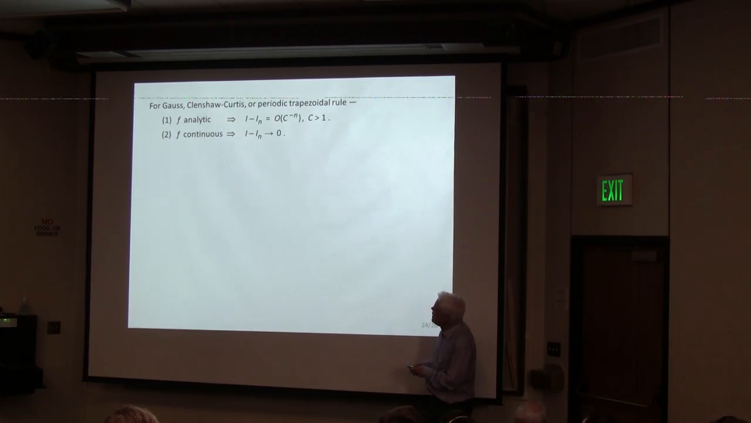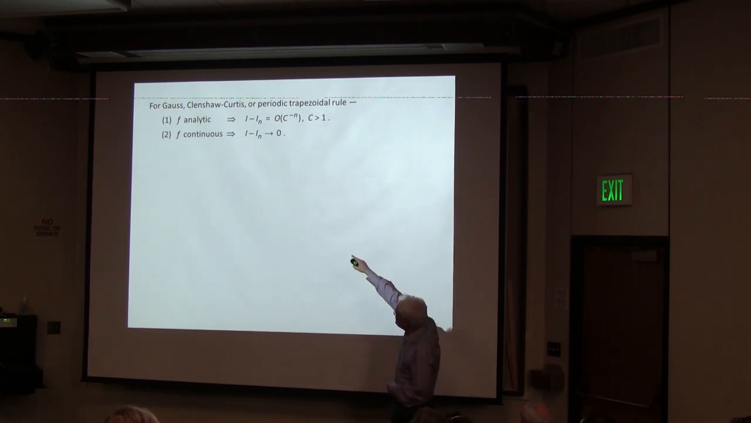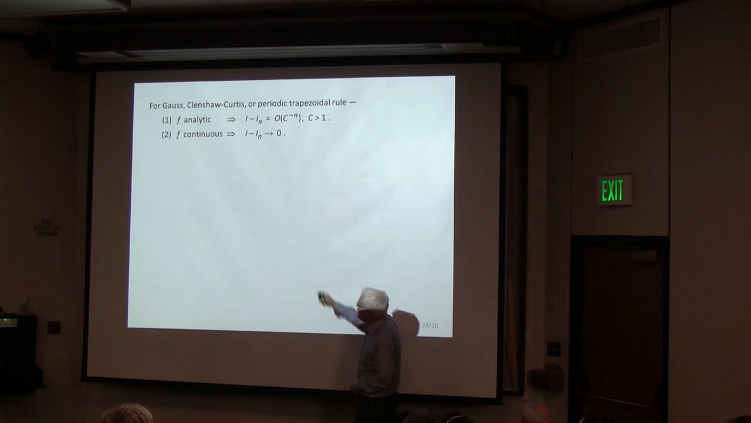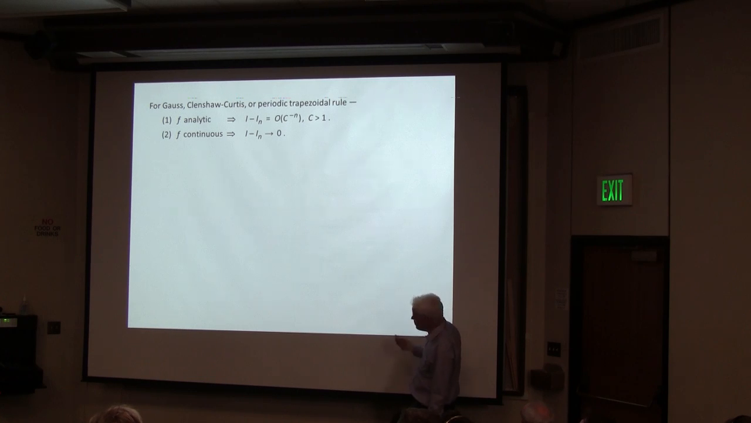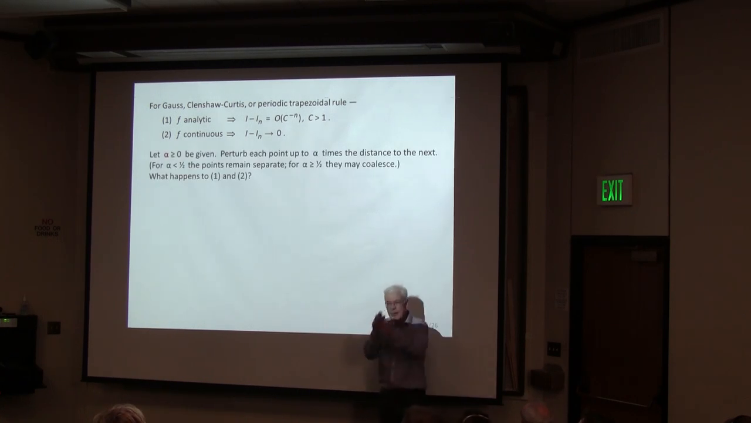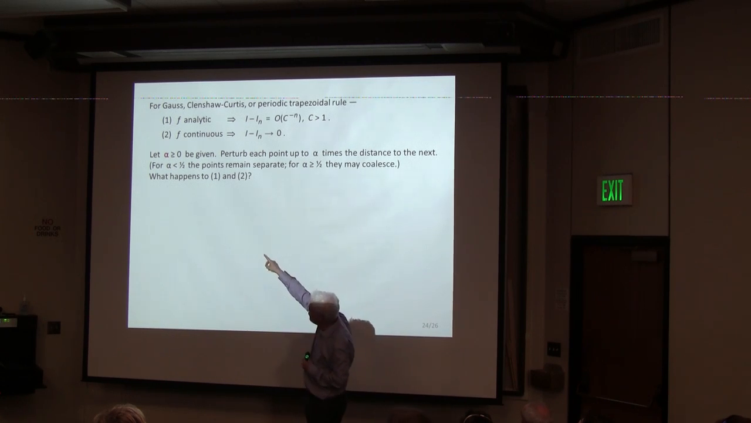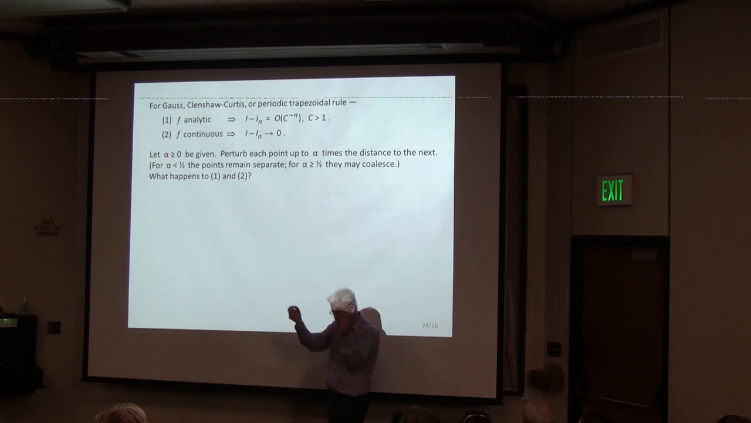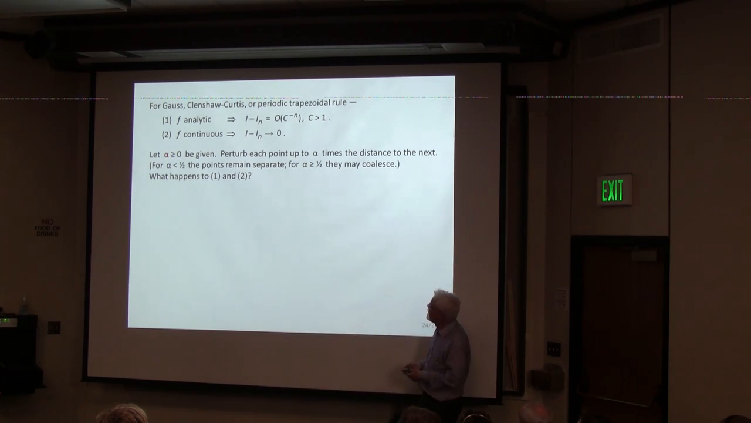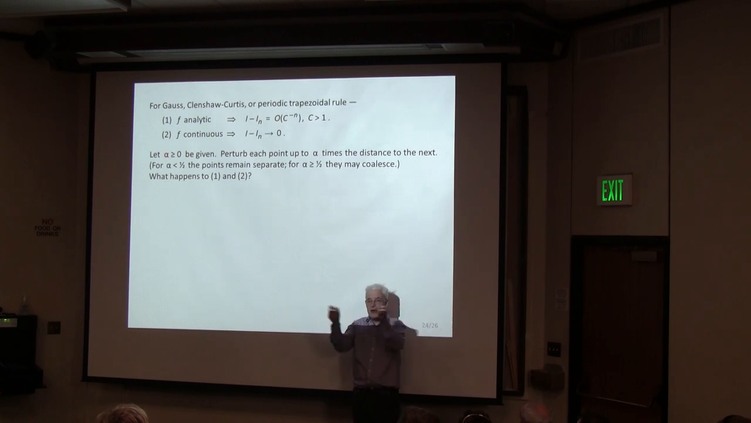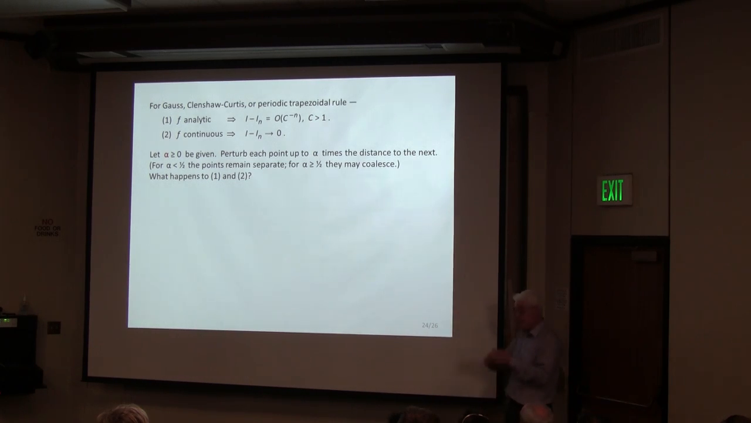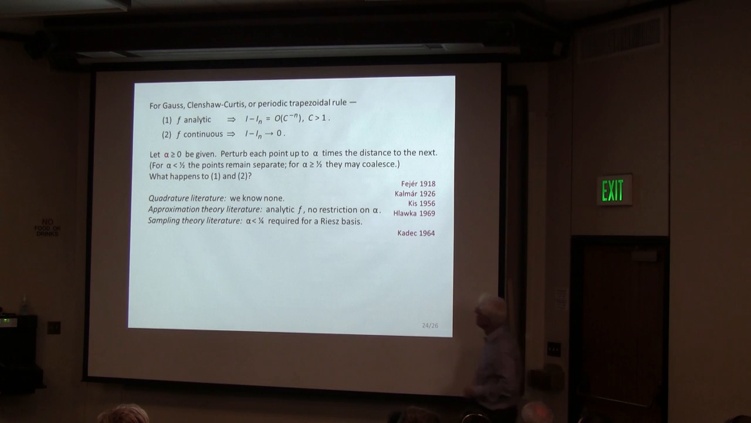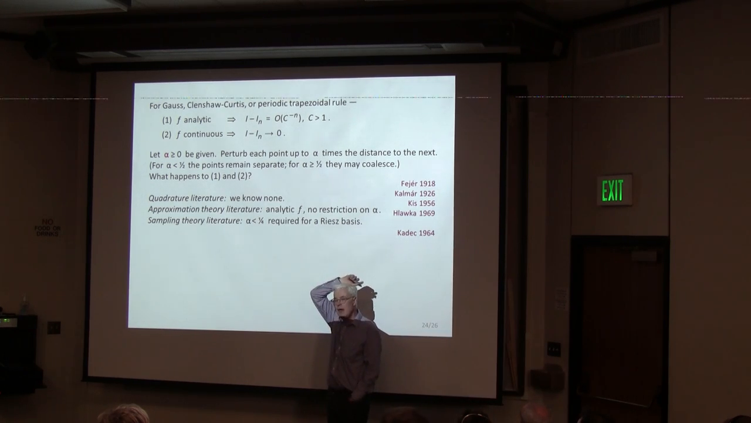It's very strange. Let me remind you of two facts I've mentioned. If you have an analytic function, you get geometric convergence. I guess I haven't quite mentioned that if you have a continuous function, you get convergence, for Clenshaw-Curtis or the periodic trapezoidal rule. So what happens if you perturb the points? A natural setting is to imagine that each point can be perturbed a certain fraction of the way to the next point, and that fraction is alpha. So we have our points, and we're going to allow each one to be perturbed up to a fraction alpha of the distance to the next one. If alpha is less than a half, then the points are staying separate. And here's what you find. We don't know a single paper in the quadrature literature that considers this question.